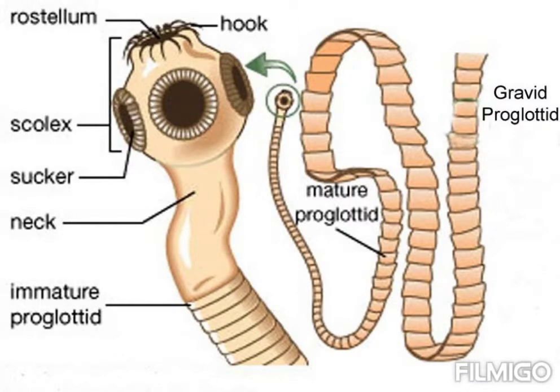Asexual reproduction has four types: fission, budding, fragmentation and regeneration. Today we are going to learn about fragmentation.